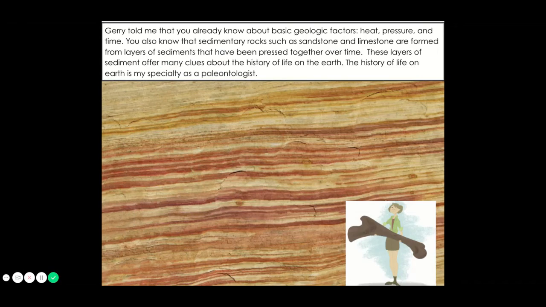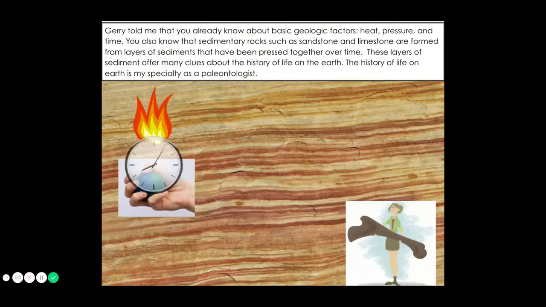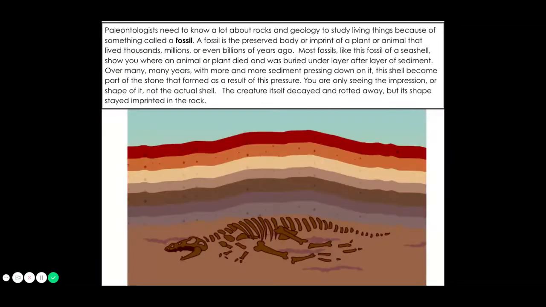Jerry told me you already know about basic geologic factors: heat, pressure, and time. You also know that sedimentary rocks such as sandstone and limestone are formed from layers of sediments that have been pressed together over time. These layers of sediment offer many clues about the history of life on Earth. The history of life on Earth is my specialty as a paleontologist. Paleontologists need to know a lot about rocks and geology to study living things because of something called a fossil.